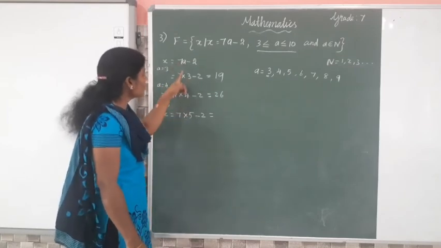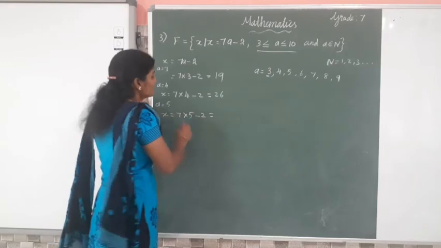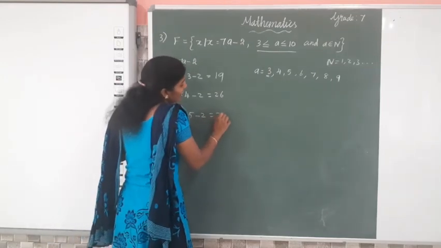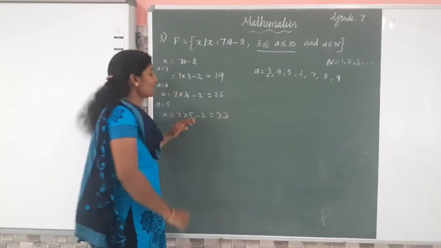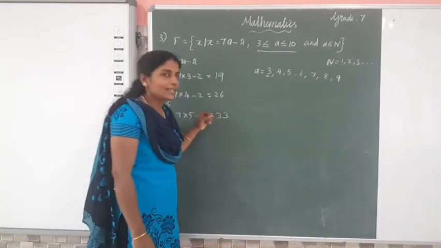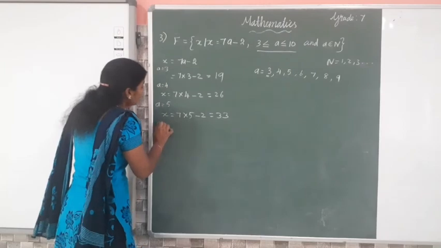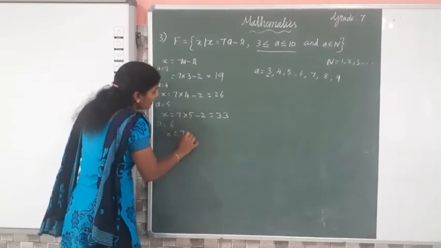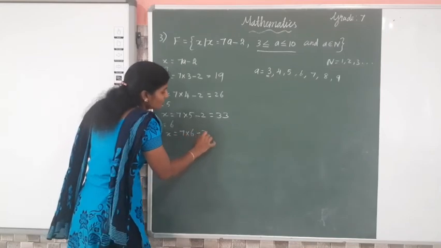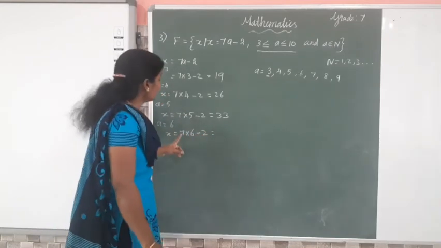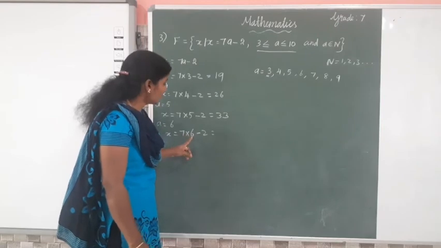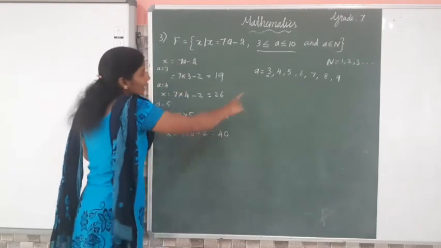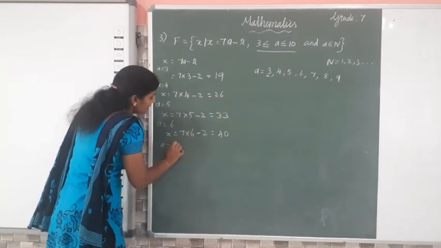7 into 5 minus 2 equal to 7 5s are 35 minus 2, 33. Okay. 35 minus 2 is 33. Then A equal to 6. Now here x equal to 7 into 6 minus 2. Okay. 7 into 6. 6 sevens are 42 minus 2, 40. Okay. Then A equal to 7.